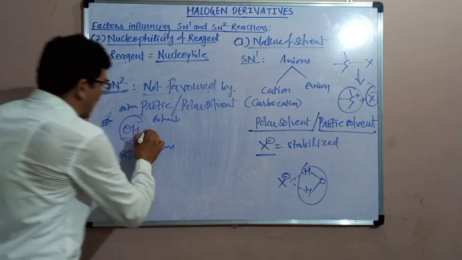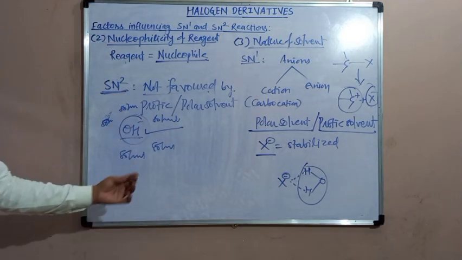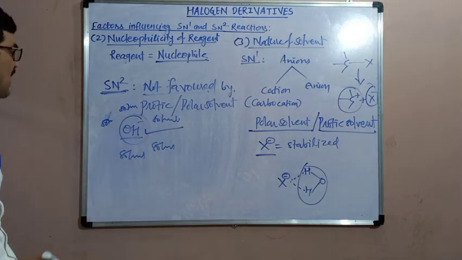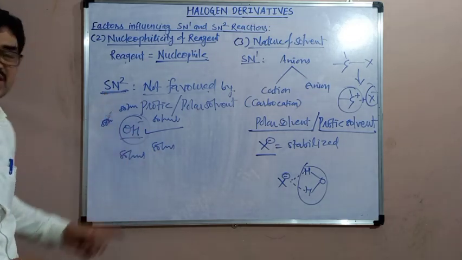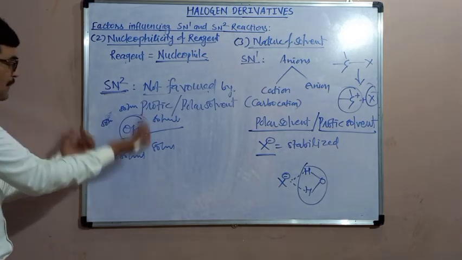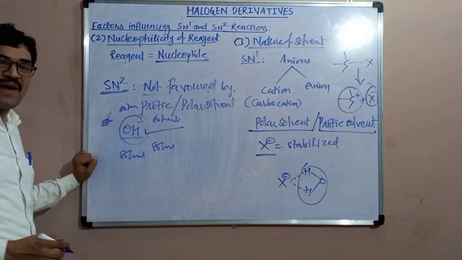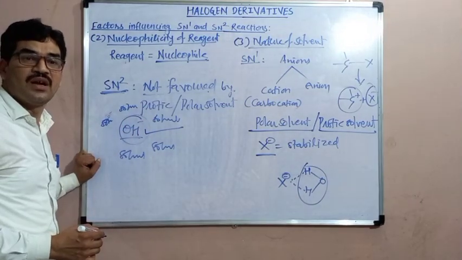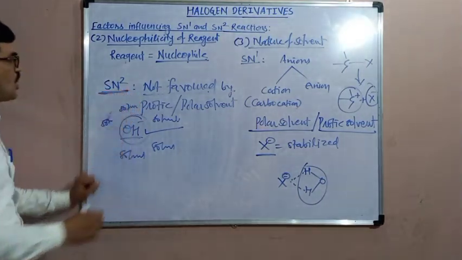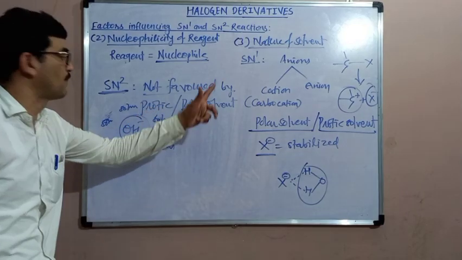Because of the stabilization of the nucleophile, the attack of this nucleophile on the carbon atom from the back side is not possible. It means the attacking capacity of the nucleophile gets decreased because of its solvation. And therefore, the SN2 reaction is not favored in the presence of a protic or polar solvent.